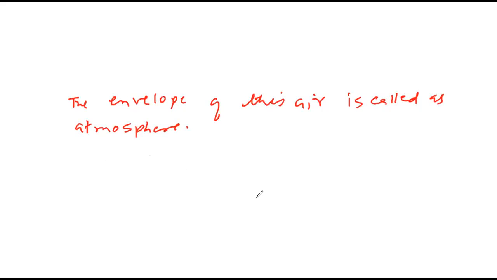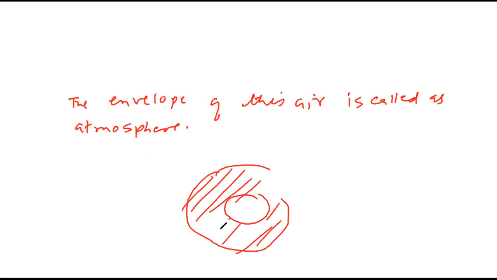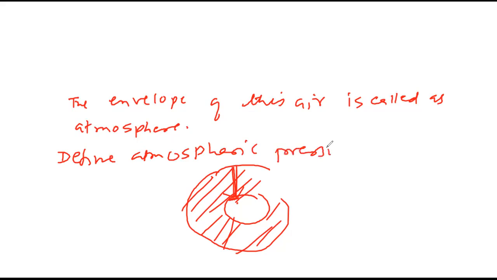Now, if it is Earth, up to 300 kilometers we have air. Its weight, that is, thrust per unit area, is called pressure. Because it is due to the atmosphere, it is called atmospheric pressure. Right, define atmospheric pressure.